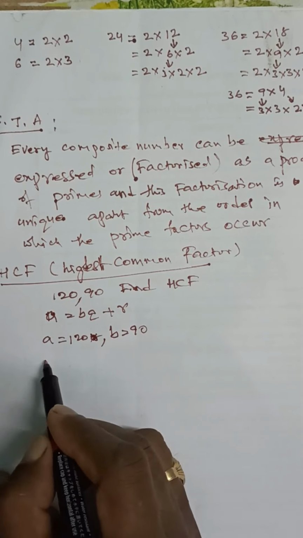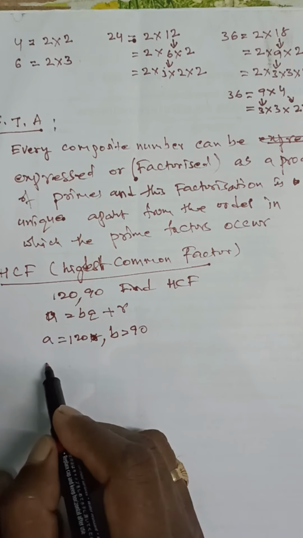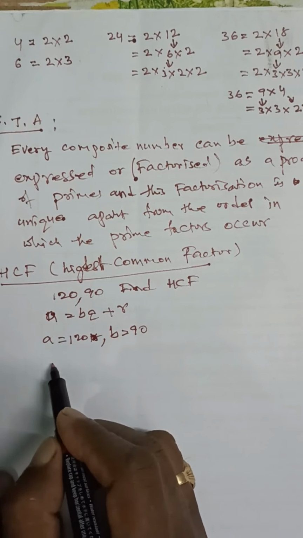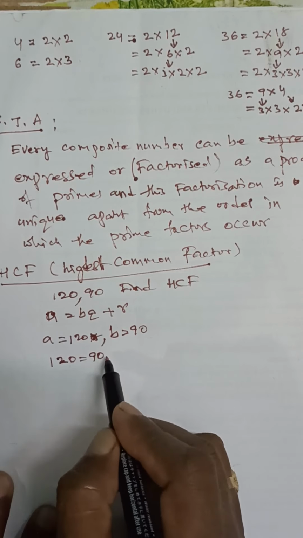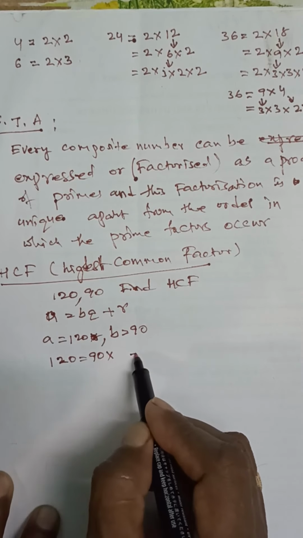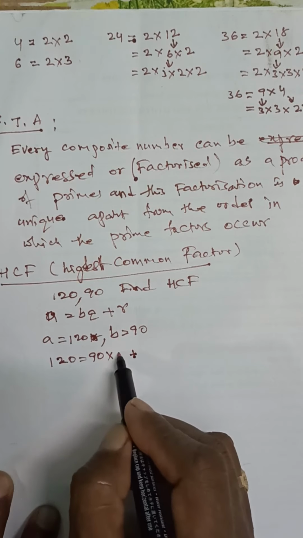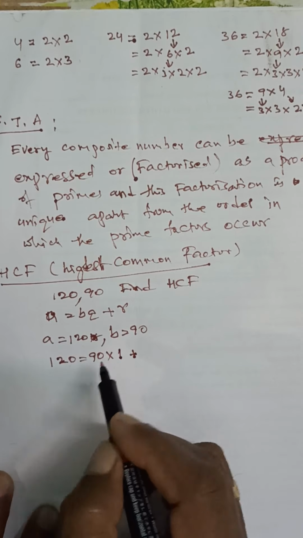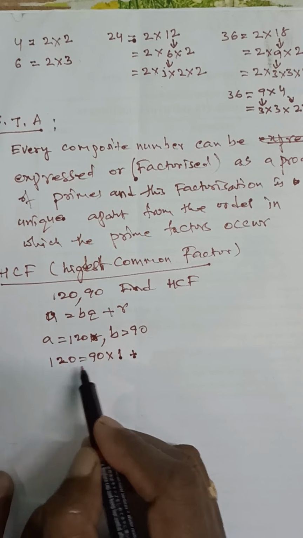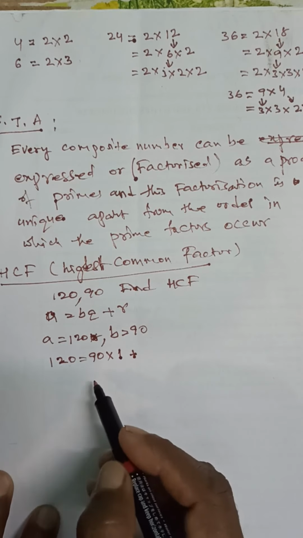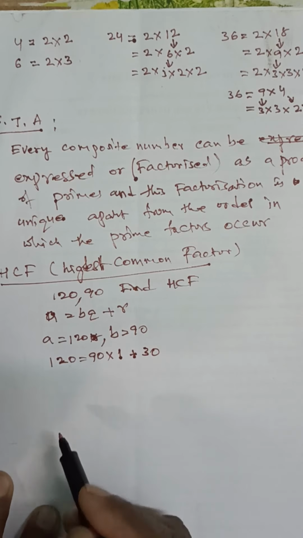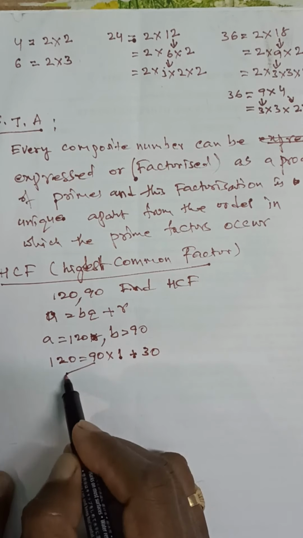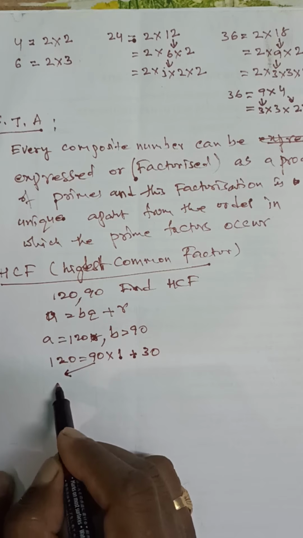So we can express this as A = BQ + R. A = 120 = 90 into Q + R. Here 90 ones are 90. From this 120, if 90 is subtracted, we will get 30 as the remainder. So we can write 90 as the new dividend here.